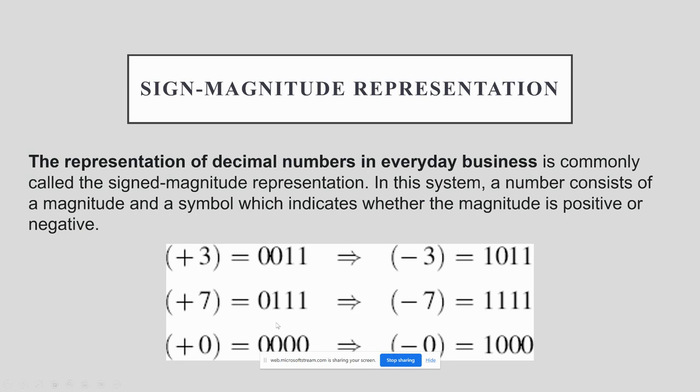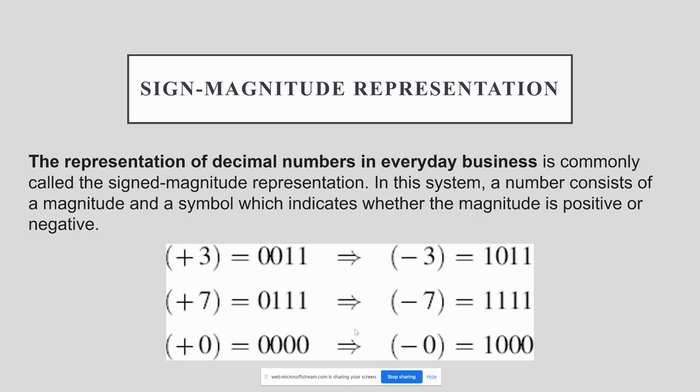So let's have a look at this example here. We can see 0011, which is 3, because 1 plus 2 is 3. For us to make this a negative, we just change the last bit into a 1. So that is my negative 3, which I'm going to show you in the next slides how we calculate.